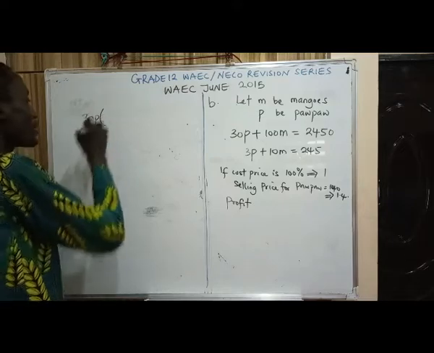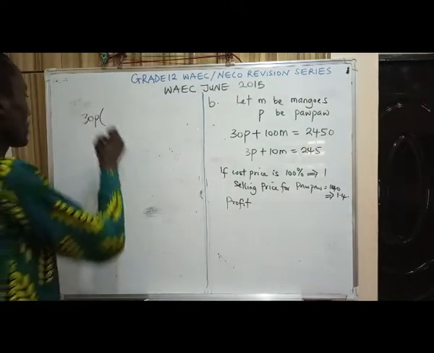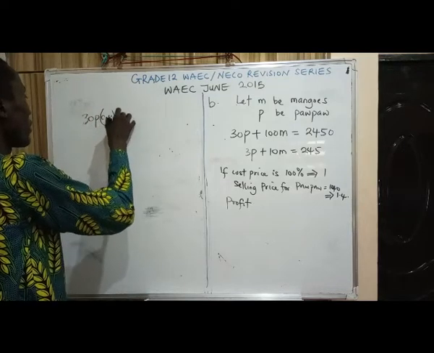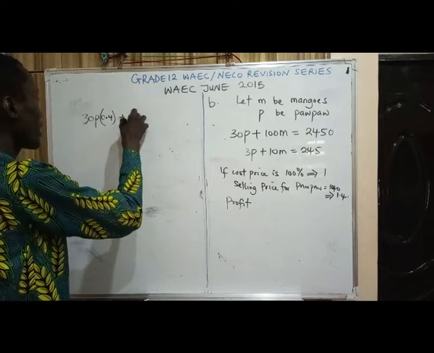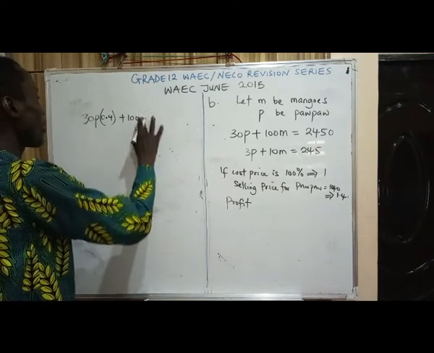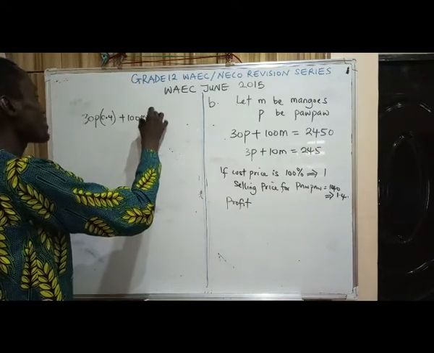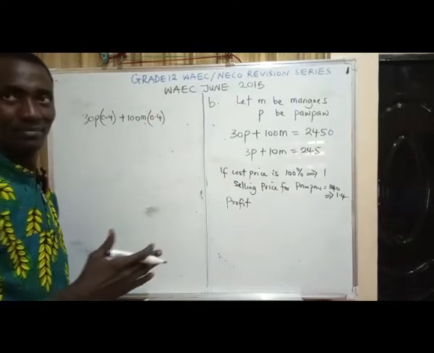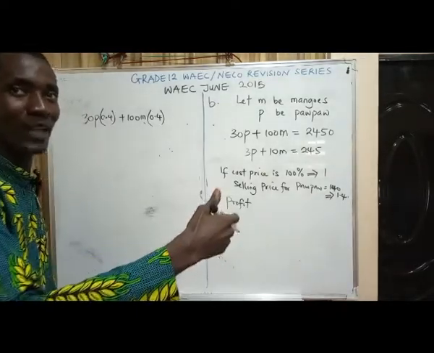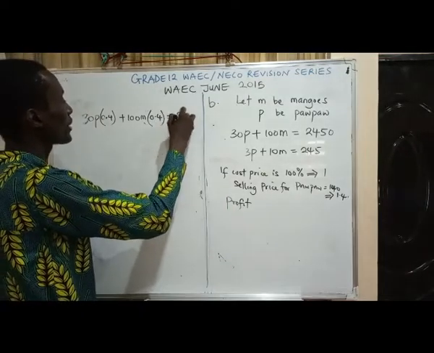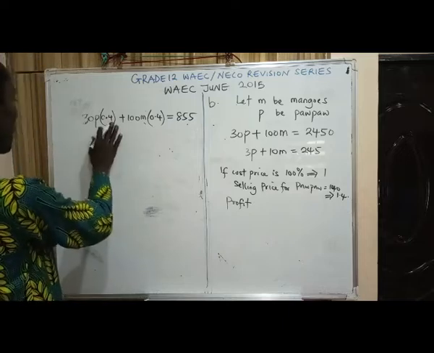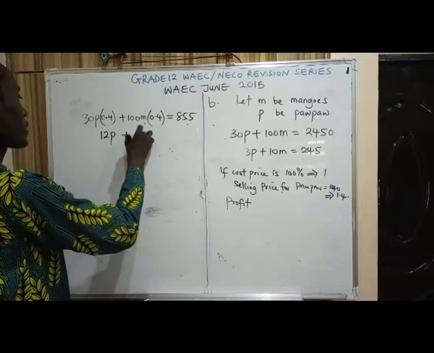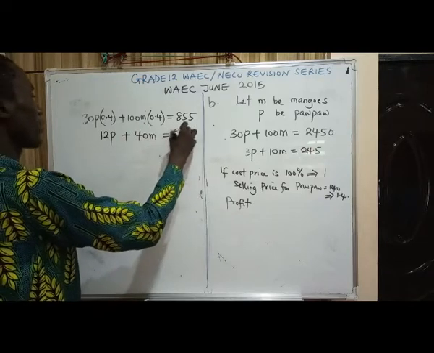30p times a certain profit margin, which is 0.4, plus 100m times a certain profit, because that 0.4 suggests the profit margin, the profit on the cost price, will give me 855. So what do I do? I multiply this with this. I'm going to get 12p plus 40m being equal to 855.